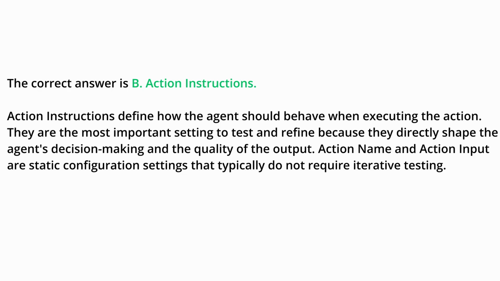Action instructions define how the agent should behave when executing the action. They are the most important setting to test and refine because they directly shape the agent's decision-making and the quality of the output. Action Name and Action Input are static configuration settings that typically do not require iterative testing.